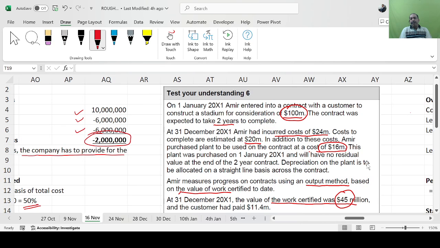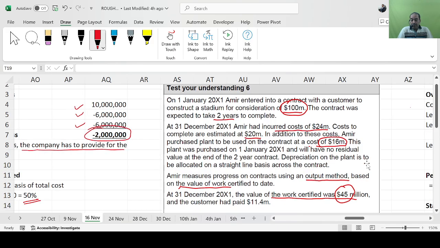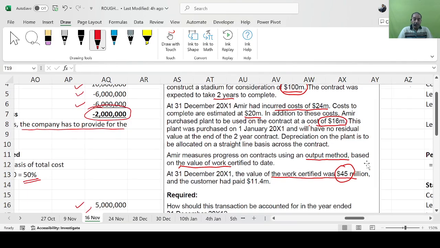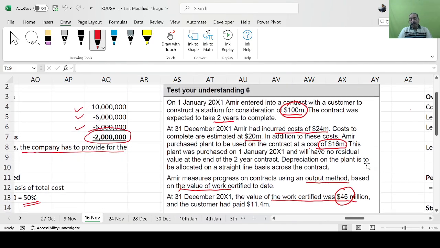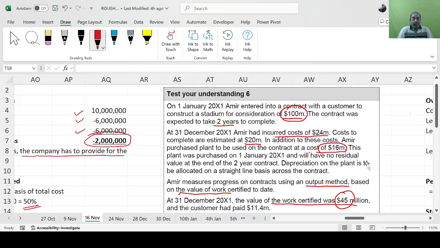Test your understanding number 6. Why am I doing contract costing on a larger scale? Because it's very important. From college exam point of view, it is important. From ACCA exam point of view, it is important. And Kaplan material has some excellent problems, excellent questions from which we can get good practice. That is why whenever anybody asks me which is the best material, I always say it is Kaplan material. Okay? So, let us go through the question.